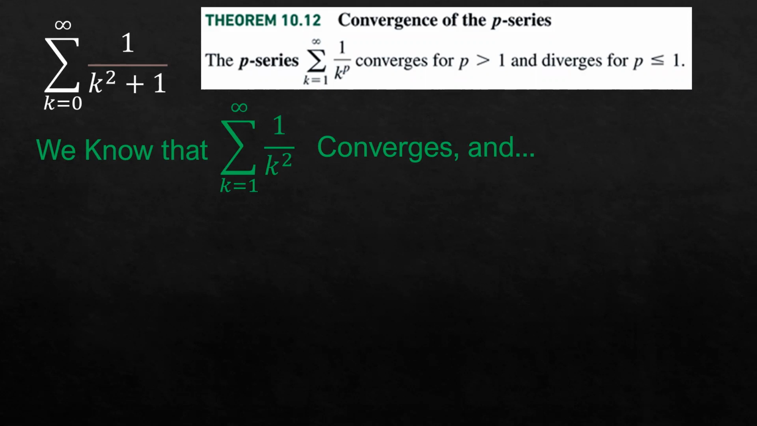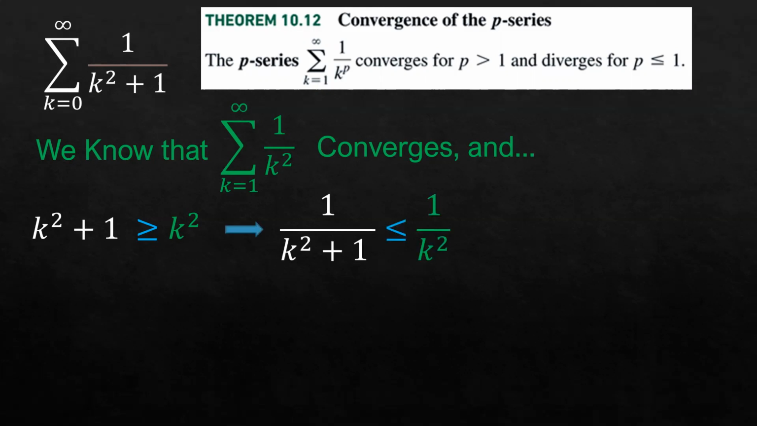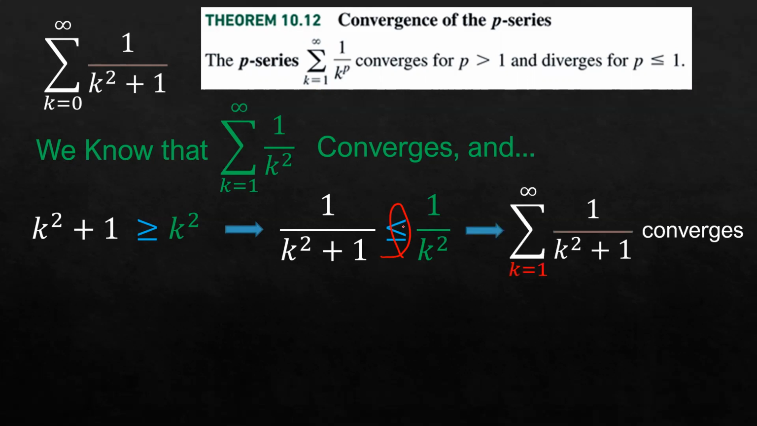We know the big one converges, so the one that we're considering must be smaller for it to converge as well. And we know that k squared plus 1 is always going to be greater than or equal to k squared. If you take the reciprocal of both sides, the inequality sign will switch. Therefore, we have 1 over k squared plus 1 is always less than or equal to 1 over k squared, and the comparison test says that our series converges as well.